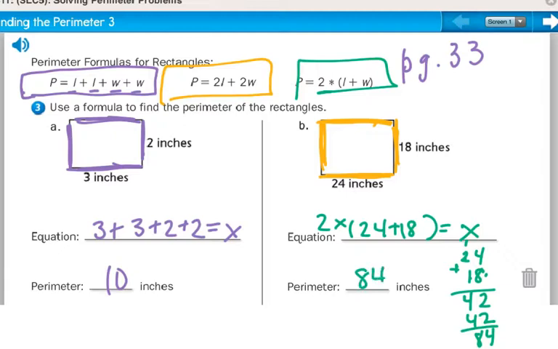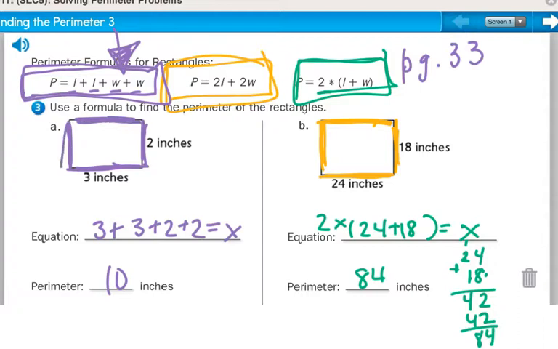So those are just 3 ways to say the same thing. The easiest way probably to think of it is just add the length plus the width plus the length plus the width.